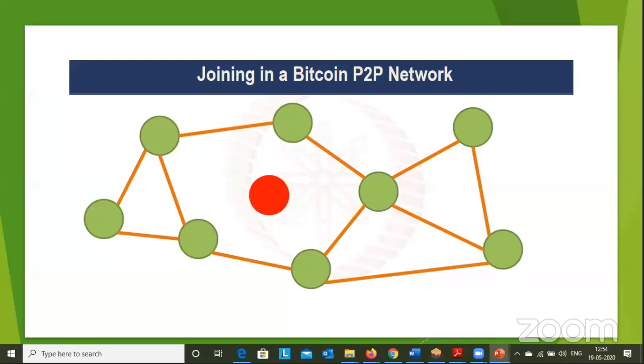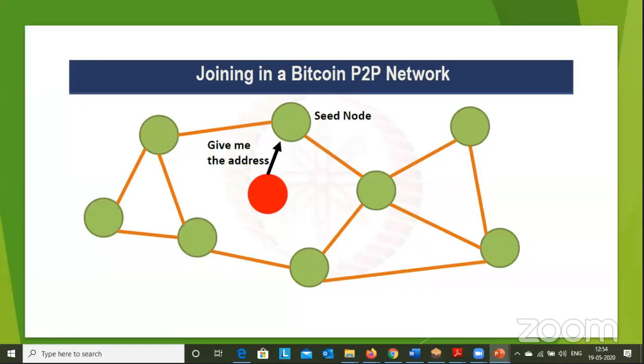So now what does that particular node have to do? It will ask for the address. This is the seed node, so the new node will ask the seed nodes about the addresses. What are the addresses you have? You can give me so that I will connect like that.